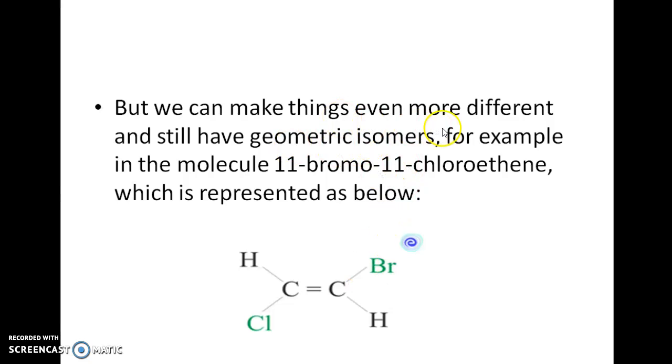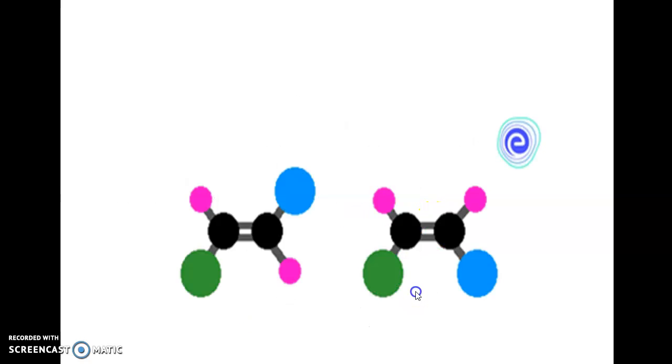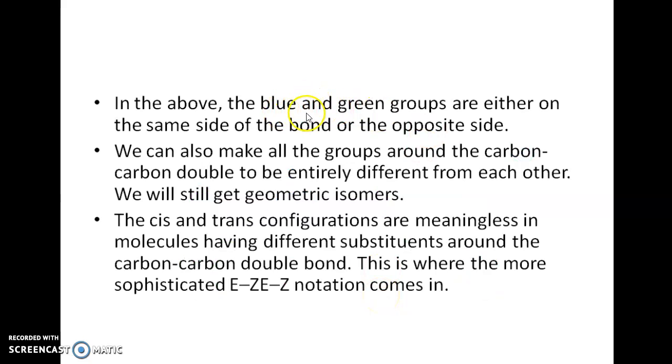So, if we think of two different groups, say for example 1-bromo-1-chloroethene, which can be represented like this. This is a modular view of that molecule. In the above, blue and green groups are on either side of the double bond, or on the opposite side. And all the groups around the carbon-carbon double bond are entirely different. So, they form geometrical isomers. The cis-trans configurations are meaningless when having different substituents around the carbon-carbon double bond. So, for this, the more sophisticated EZ notation comes in.